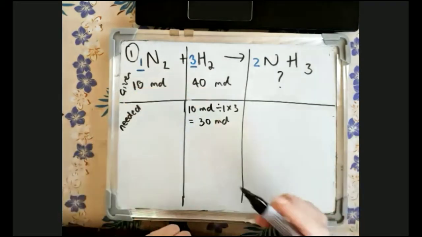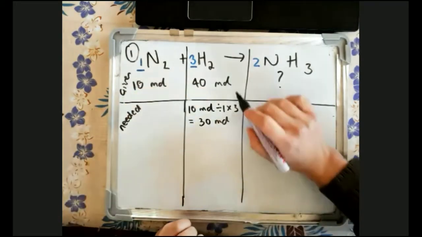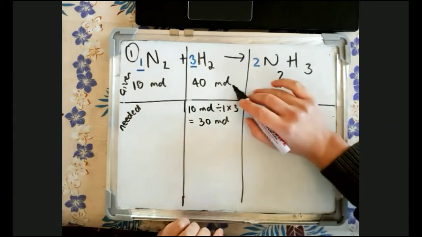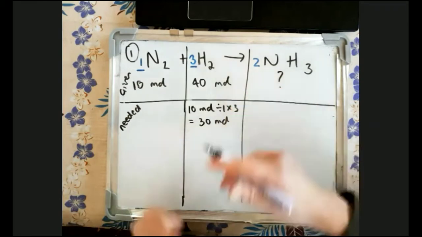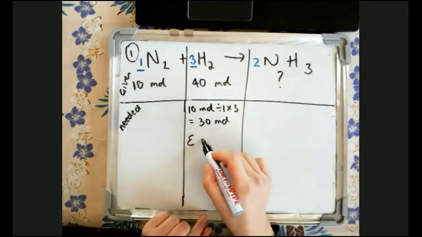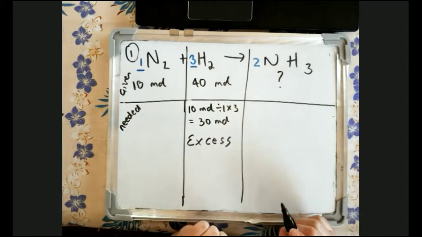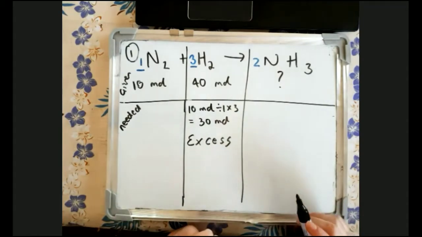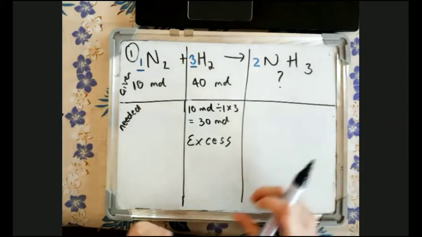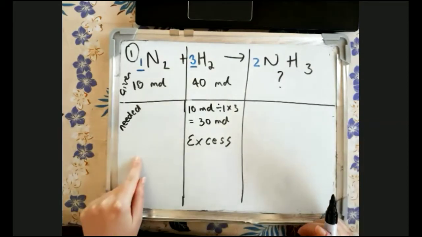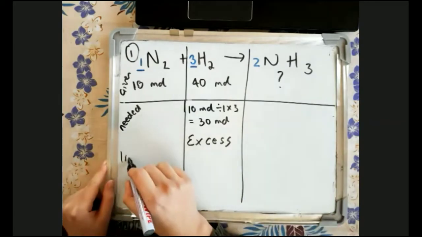Now, then you compare the two with each other and you say, okay, look, I was given 40 moles and I only need 30 moles. So I was clearly given too much of that substance. And there's a special name for that. It's called an excess. You were given an excess of the hydrogen. So when I give you incorrect amounts, you have to figure out which one is incorrect and then label it. Now, if this one's the excess, this one's called the limiting reagent. And I'll explain why.